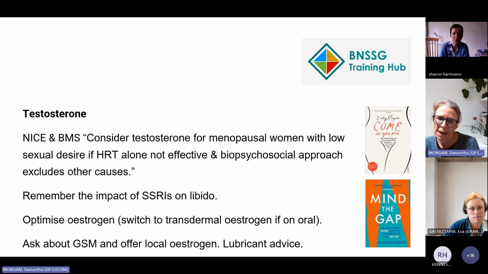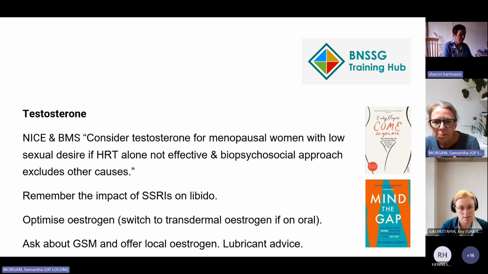Libido is really complex. There's usually lots of different factors that come together. These books I find to be really useful, and I very frequently direct women to them in terms of reading and understanding a bit more about libido. It can be really important to explore a woman's relationship if she's in one. Is she wanting to have sex? Is she using any medication like SSRIs that might affect libido?